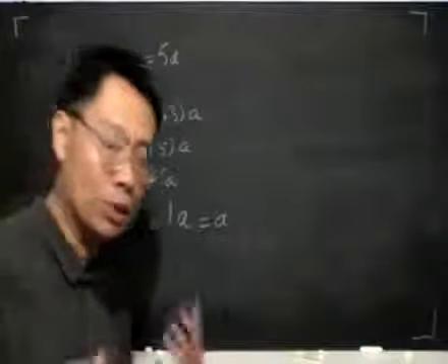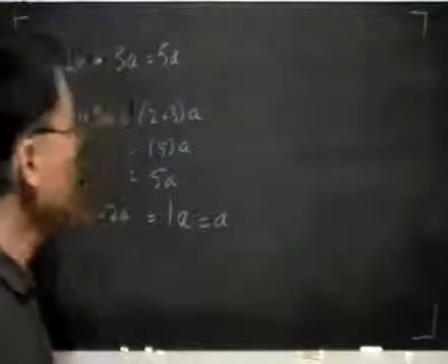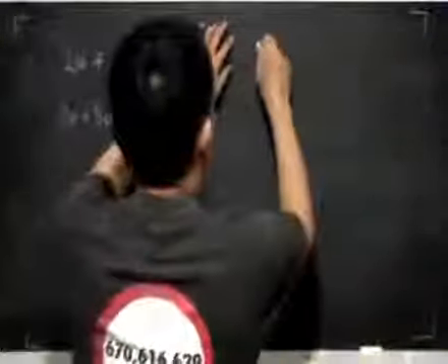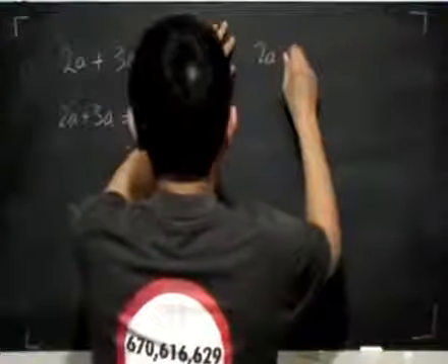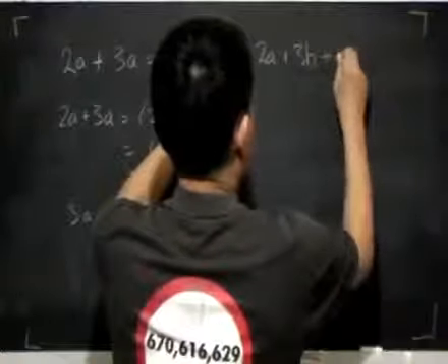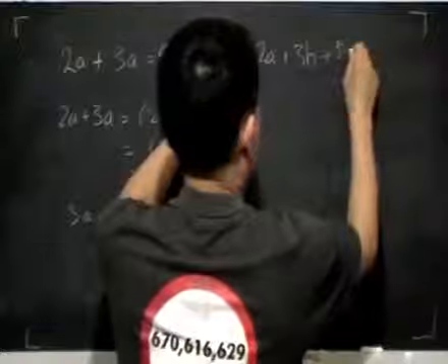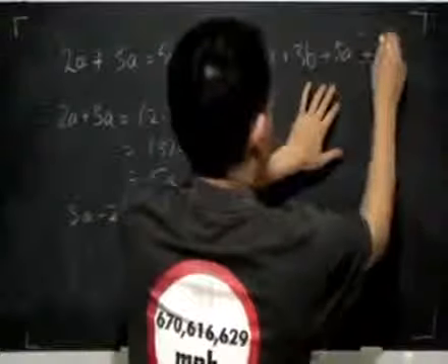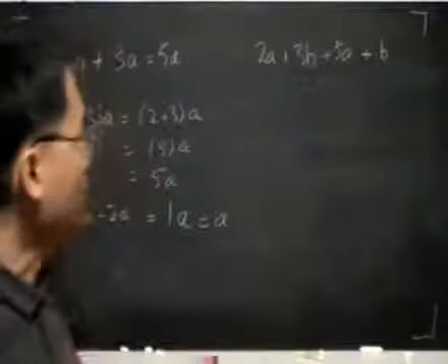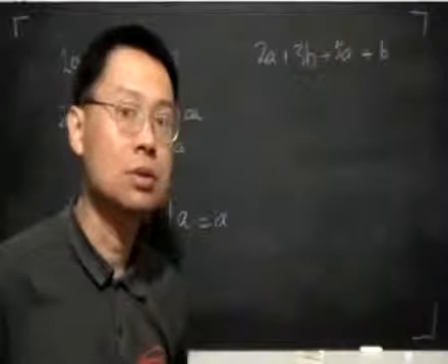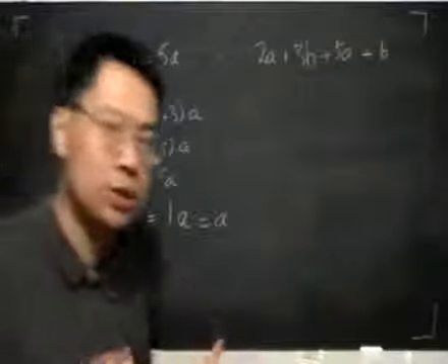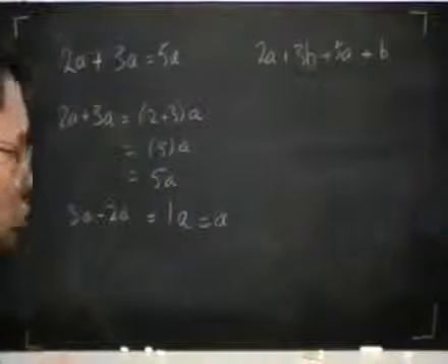So then we will now make things a little bit more complicated. Let's do something like this. Let's say we have 2a plus 3b plus 5a plus b. We have a longer expression here, and we have two symbols. We have a and b. We want to simplify this using the ideas that we've seen just now.